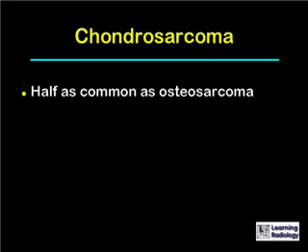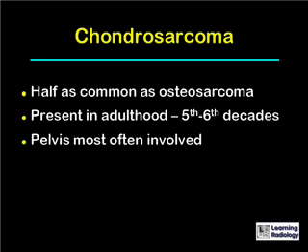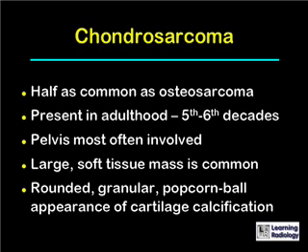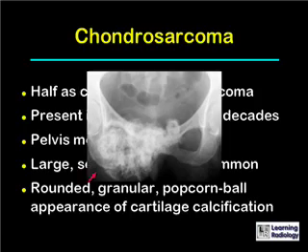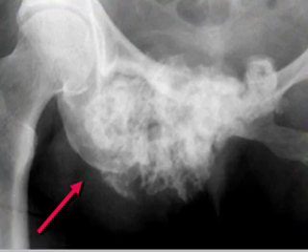Chondrosarcomas are about half as common as osteosarcomas. They present in adulthood, usually in the 5th or 6th decades. The pelvis is most often involved. They can produce a large soft tissue mass, and they have a rounded, granular, or popcorn ball appearance of cartilage calcification associated with them. This is an example of a chondrosarcoma of the pelvis.